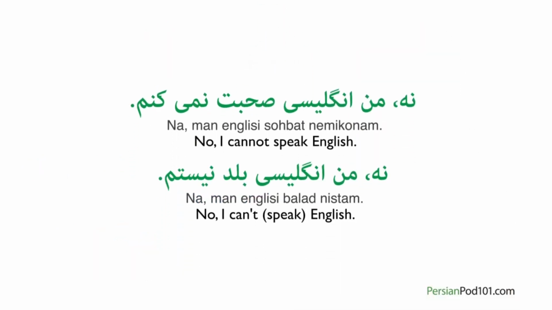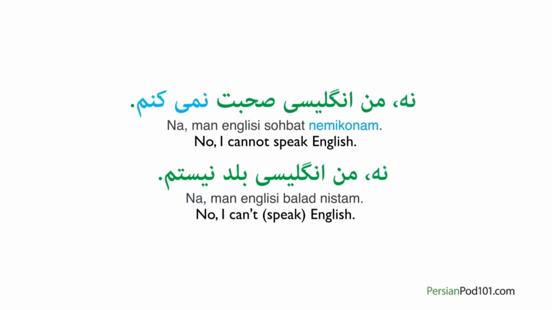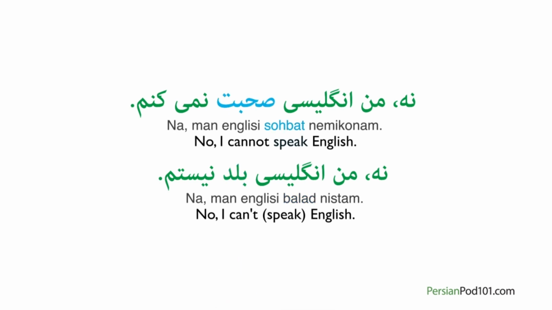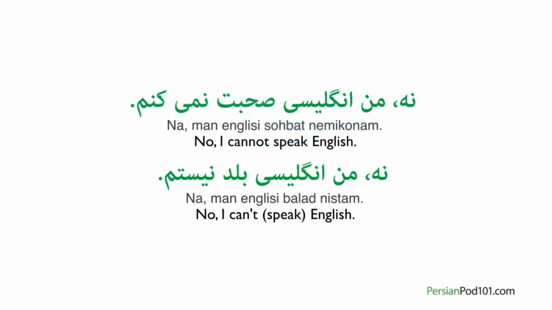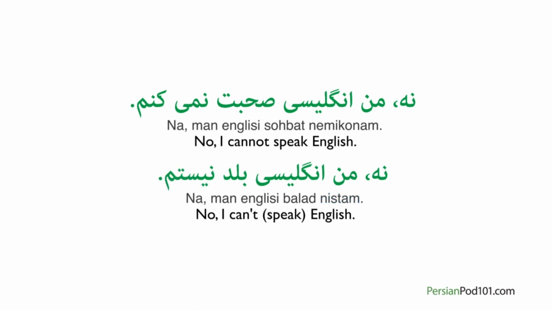Since this last example is a negative reply to a yes or no question, we need to say na, meaning no, at the beginning of the sentence. We also said nemikonam, meaning don't, after the verb sohbat, meaning talk or speak, or nistam, meaning am not, after the verb balad, meaning can. Combined with sohbat, now you know that sohbat nemikonam means I don't speak, and sohbat mikonid means you speak. Also, nistam is actually the negative version of hastam, but it looks slightly different in the negative form. Verbs and phrases change depending on the person speaking.